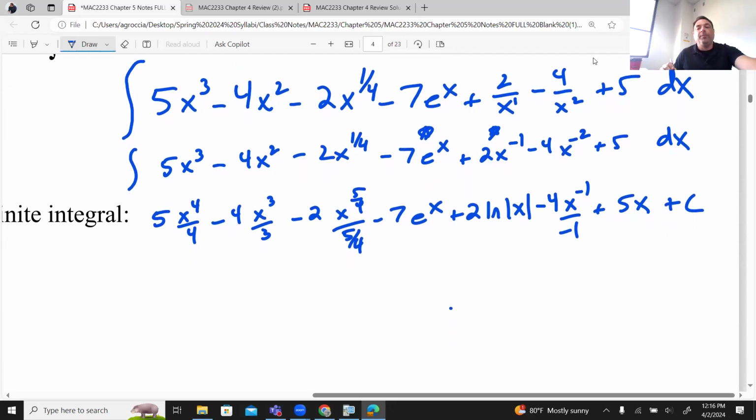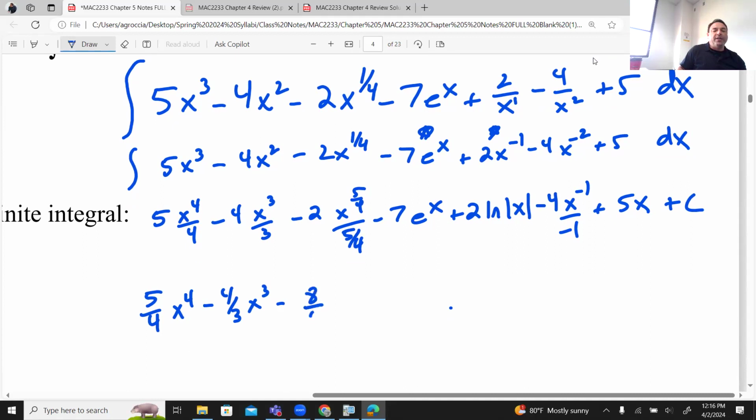You did the integral, but unfortunately, where a lot of people struggle is simplifying. That should not be the hard part. That should be the cleanup part, right? This ends up being 5 over 4, x to the 4, minus 4/3, x to the 3rd, minus. Now, if you did 2 divided by 5/4 in the calculator, you would get 8 over 5. Practice, practice. x to the 5/4 minus 7 e to the x plus 2 ln absolute value of x.